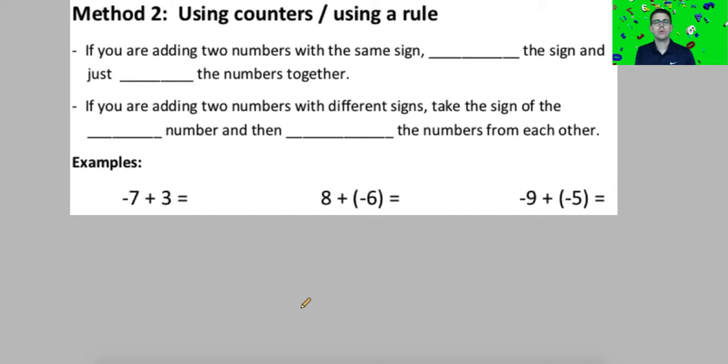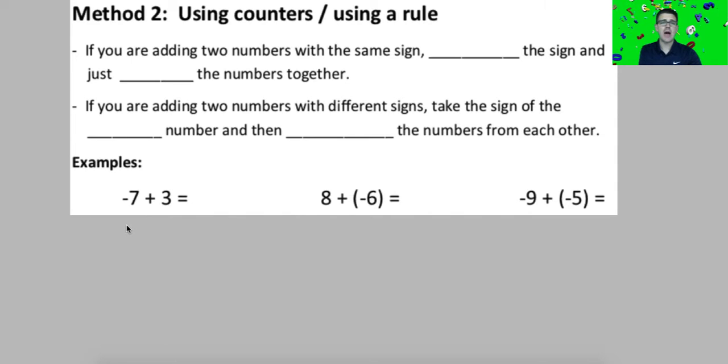Now, sometimes the number line doesn't work. Sometimes the numbers are just too big, or we don't always have a number line available, and we want to be able to attack these problems in a different way, or at least have a different set of tools that we can go back to. So one way is using a set of counters or using a rule. I want to do a couple of examples down here, and then we're going to go back and fill in our rule.